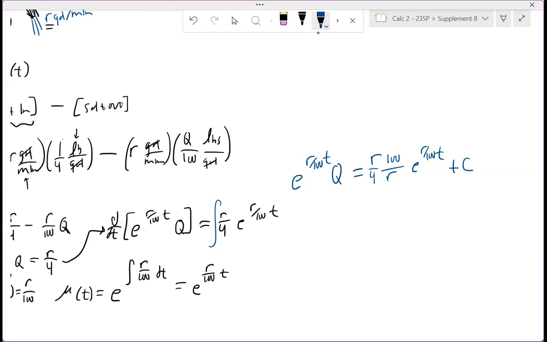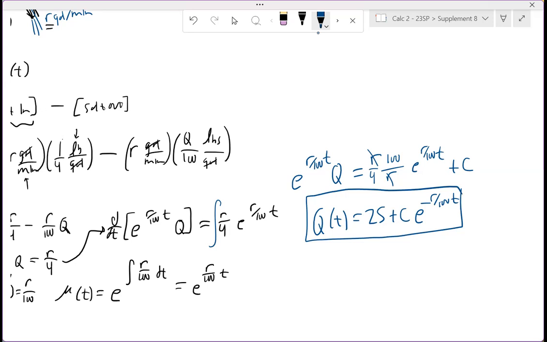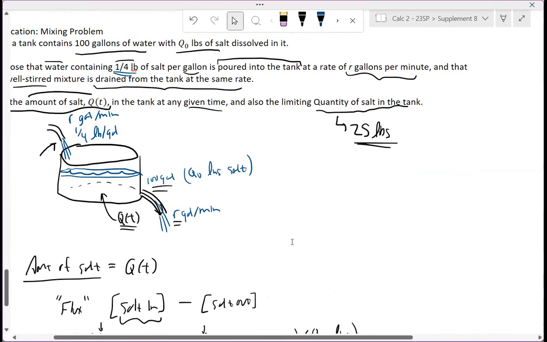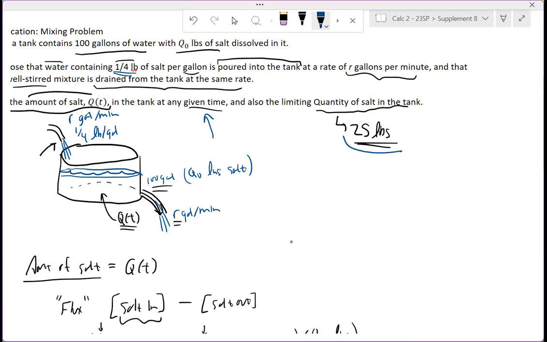Multiplying through by e to the negative R over 100t, the R's go away. I note that 100 over 4 is 25. The exponentials cancel. And I get this for Q. The quantity of salt in the tank at any given time is 25 plus C e to the negative R over 100t. So this is my quantity at any given time. I found that. And I've also confirmed my 25 pounds answer.